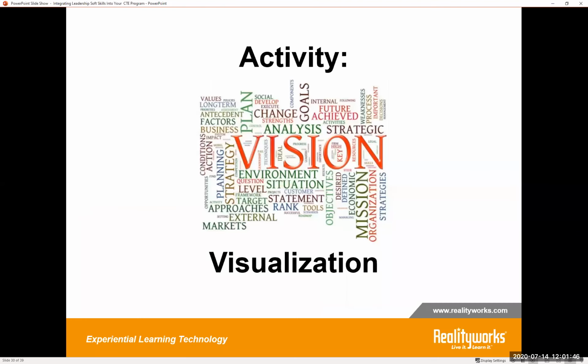Here's an activity surrounding visualization. The visionary leader can clearly articulate their view of the future, allowing followers to understand how they play an important role in the future state. So by doing this, followers become committed to sharing or making that vision come true. So this activity will help students understand what it means to visualize something and how they can apply this to their own life.